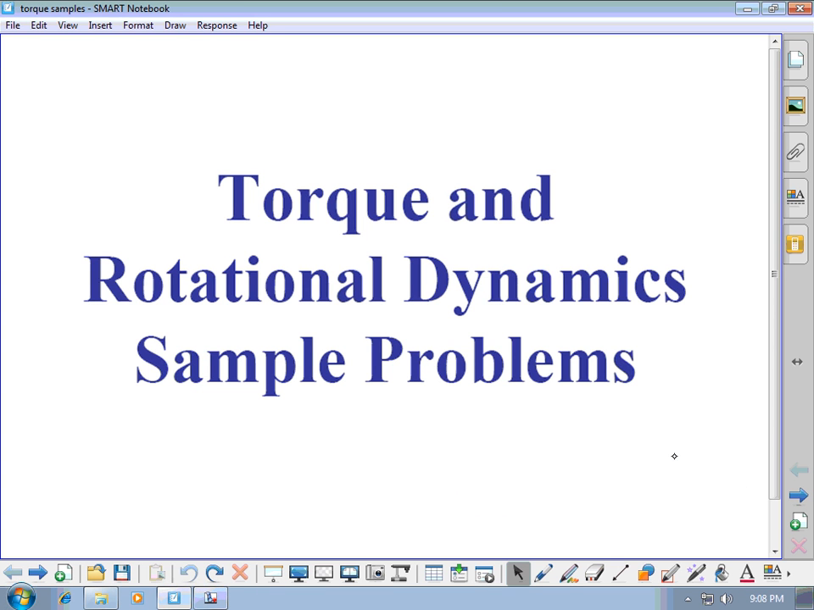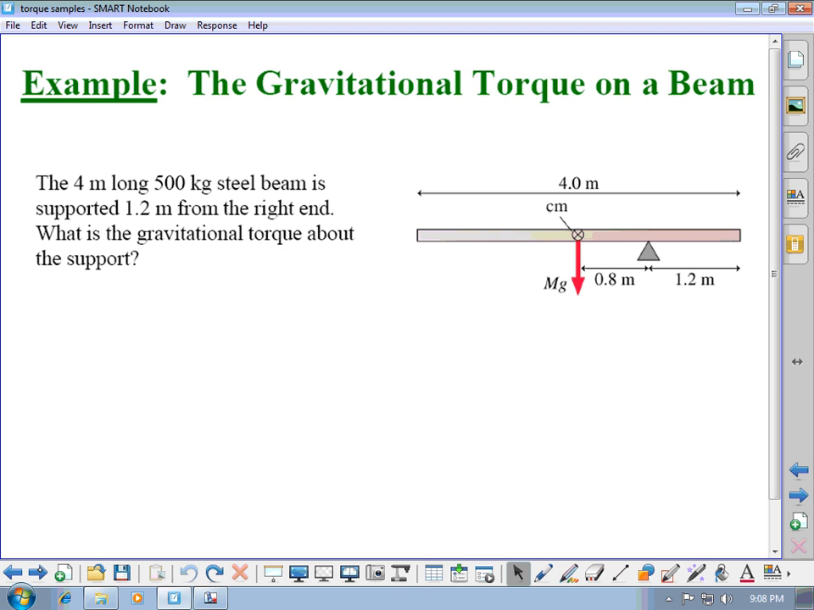In this video, we're going to look at a few different examples of calculating the torque on an object, possibly with the object at rest, and sometimes where the object is going to be accelerating. So using the torque to find the angular acceleration. In this first problem, we have a 4-meter long, 500 kilogram steel beam that's supported 1.2 meters from its right end. We want to calculate the gravitational torque about its support.